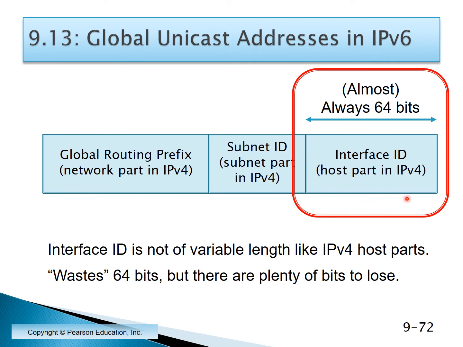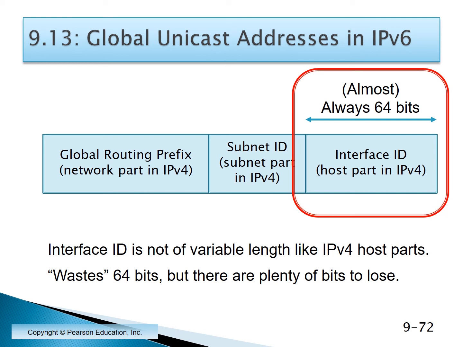So it's almost always, there are some exceptions, but let's just assume it's always 64 bits here. So it's not of variable length like the IPv4 host part. So it's actually wasting 64 bits, in some sense, right? Because you won't have 2 to the power 64 different hosts in the same subnet at the same time, right? Chances are you only have very few hosts, maybe even if you have a lot, maybe thousands of hosts within one subnet, but you won't have 2 to the power 64 hosts there.